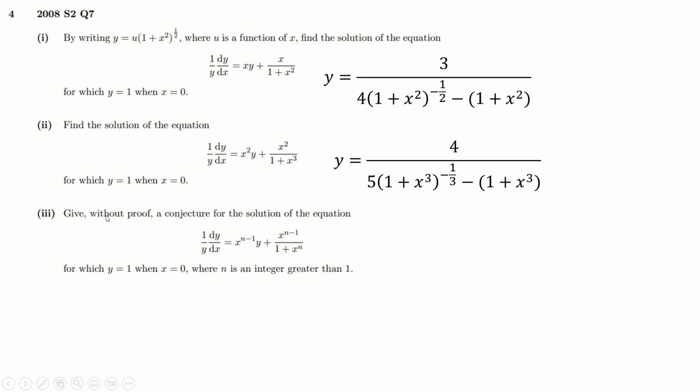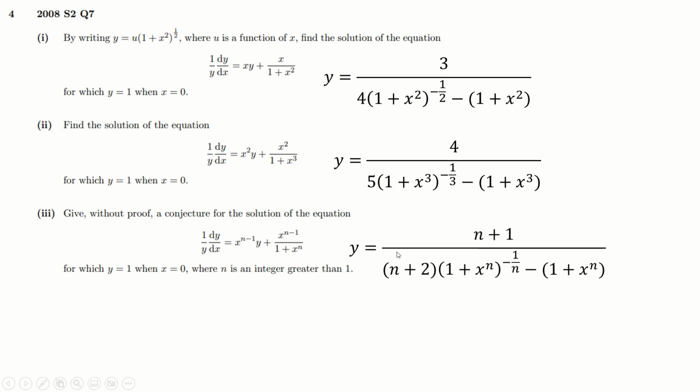And then we'll say, okay, give without proof a conjecture for the solutions of this. So basically, this case had n equals 3 in it, and started with a 4, had a 5 there, and then 3's everywhere else. And this one had an n equals 2 in it, essentially. Had a 3, a 4, and then 2's everywhere else. So when you put an n here, I think it's going to have an n plus 1 at the top, an n plus 2 down here, and then just n's everywhere else. And I think that's the suggestion, without any proof, because I don't need to give any, it hasn't asked me to. And I think that'll be the whole question done.